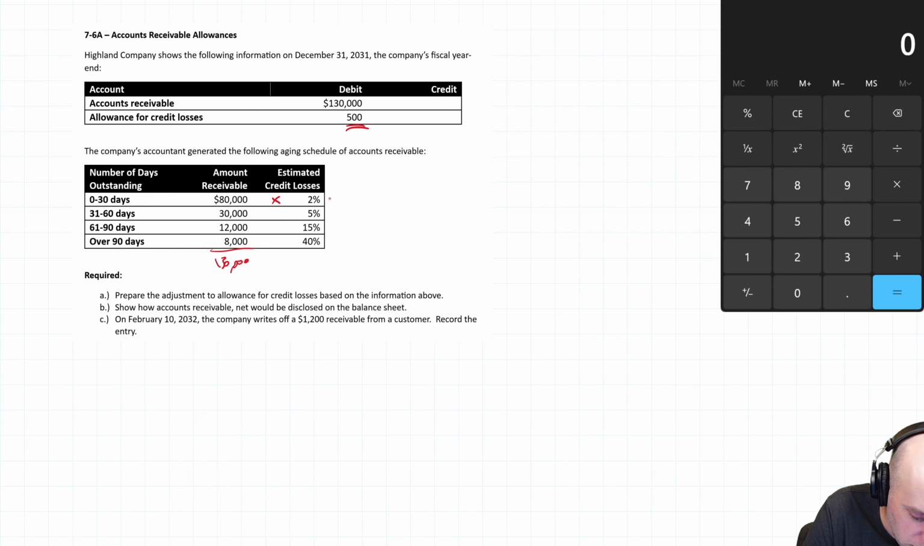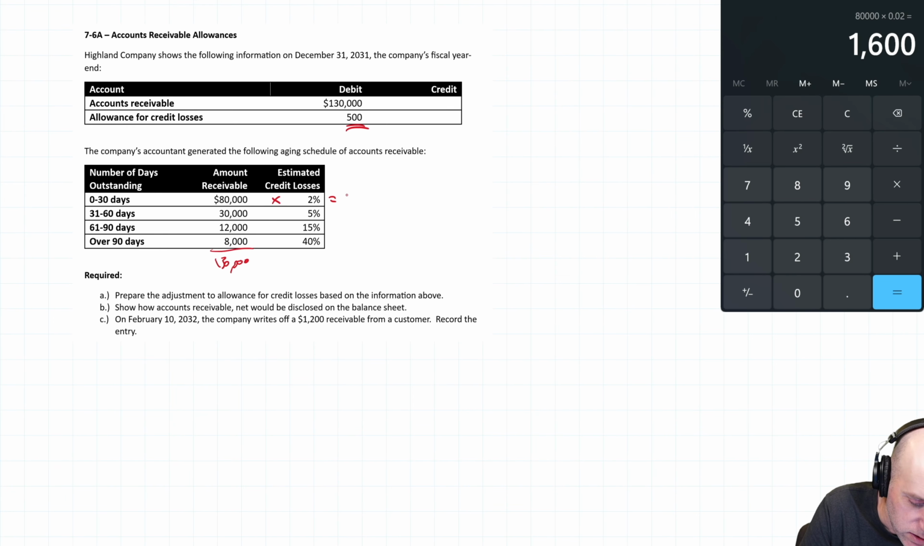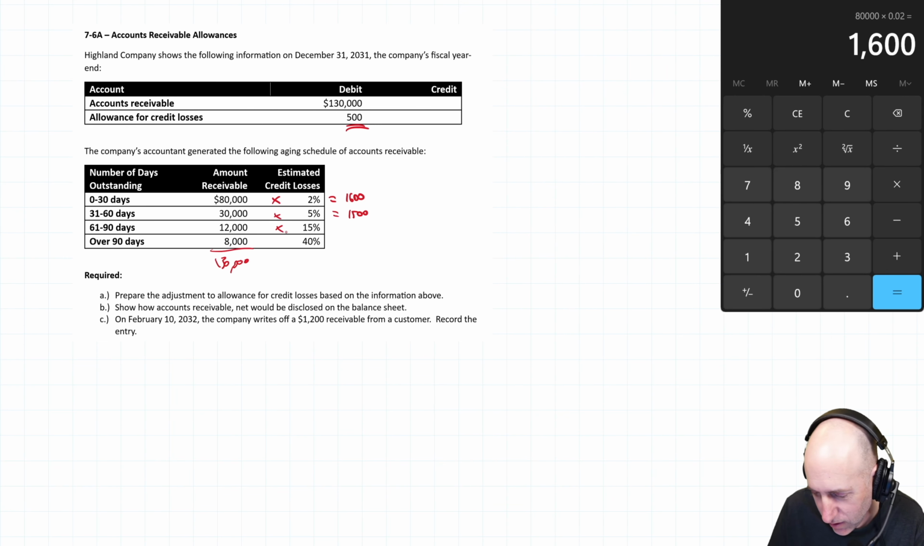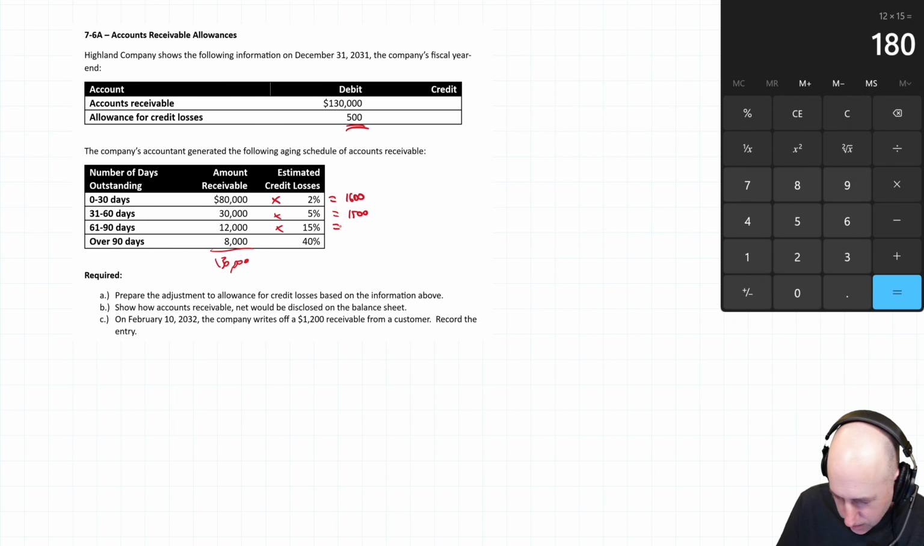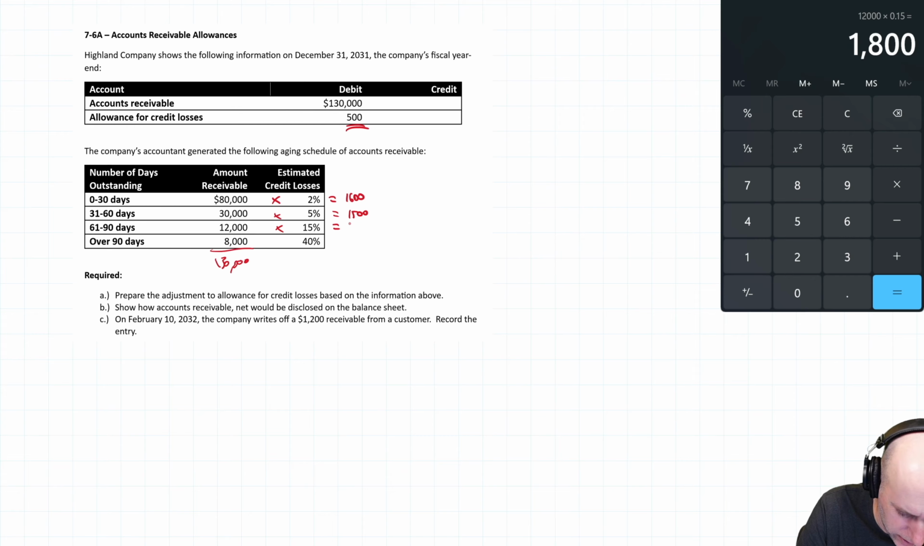80,000 times 2% implies 80,000 times 0.02. Of this 80,000, we're thinking 1,600 will become uncollectible at some point in the future. 30,000 times 5% is 1,500. That's going to become uncollectible. 12 times 15. I didn't learn my times tables that well. I think that's 1,800. 12,000 times 0.15, 1,800.